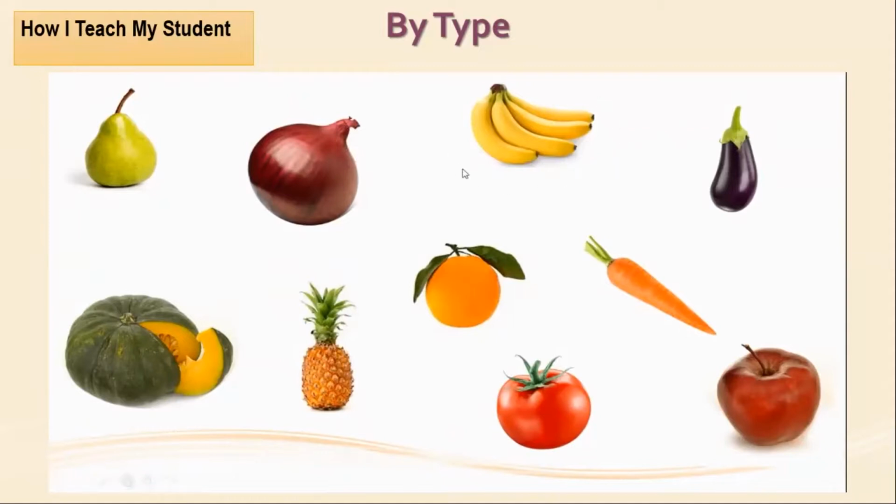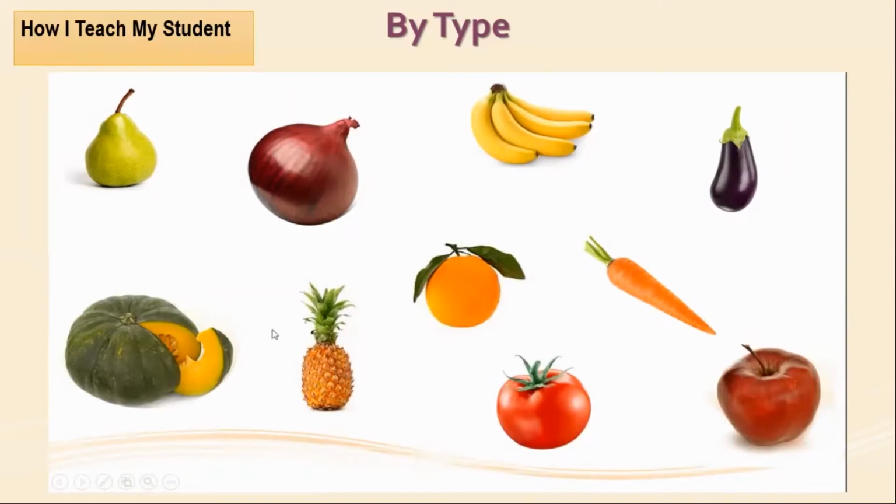What is this? These are bananas. They are yellow color. What is this? This is a brinjal. It is purple color. What is this? This is a carrot. It is orange color. What is this? This is an orange. It is also orange color. What is this? This is a pumpkin. It is green color.